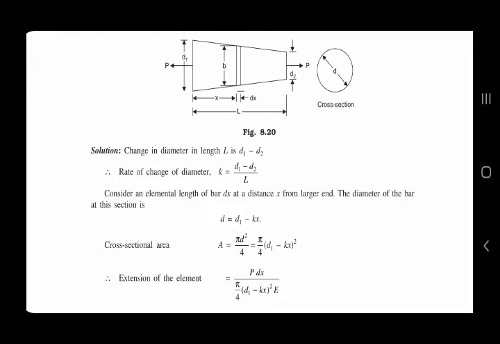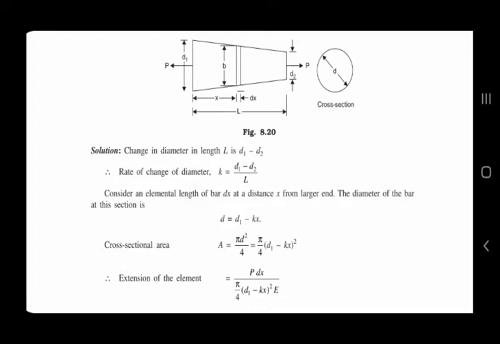The change in diameter over the length L will be D1 minus D2. Now if you go for the rate of change of the diameter, let K be a constant, which we can say is (D1 minus D2) by L. Now consider an elemental strip having thickness dx. So we can find the change in length for the particular strip. Let this elemental strip dx be at a distance x from the larger end.